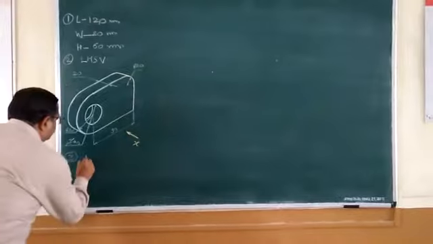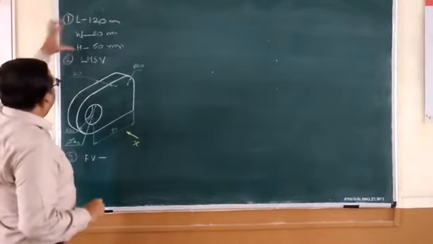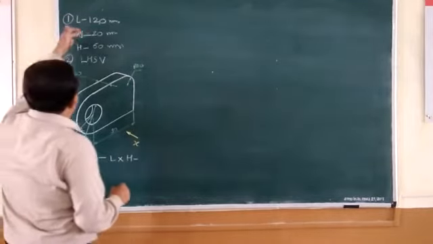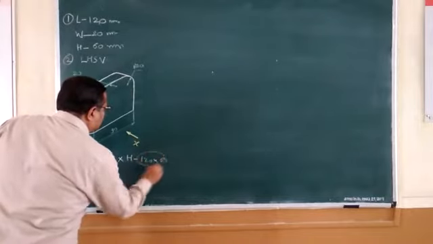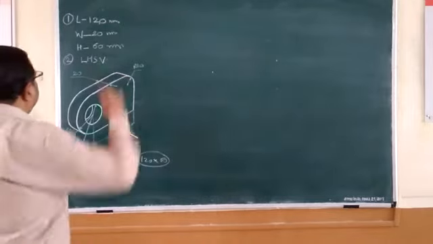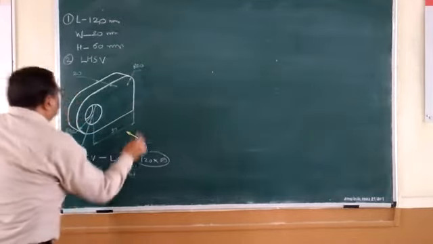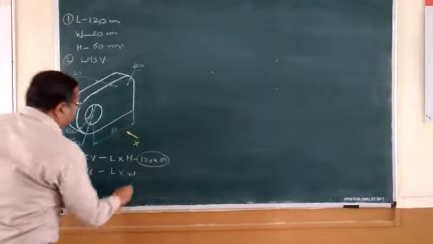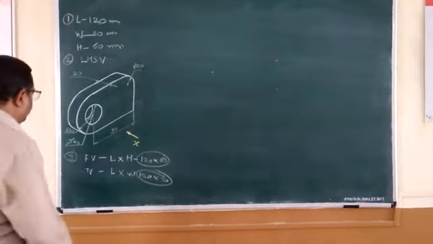So front view area is L by H. How much is it? 120 by 60. 120 by 60 is the front view area. Top view area is L by W. L is 120, W is 20. 120 by 20 is its top view area.